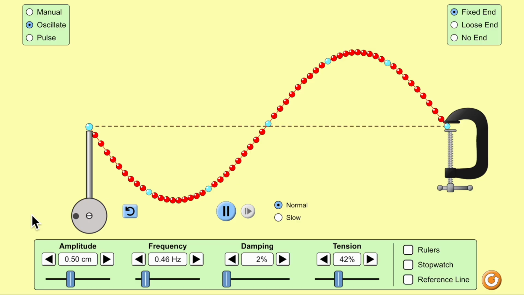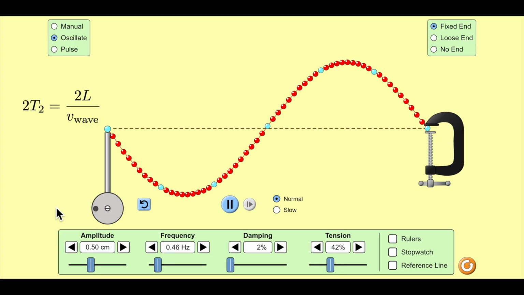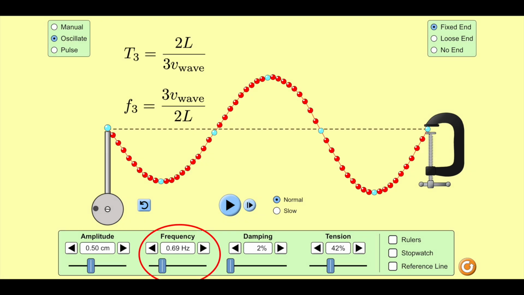Now, here we should understand that because the oscillator completed 2 periods in the time it took the wave to travel there and back, we can say that 2T2 is equal to the there and back travel time. Thus, the period of the second harmonic is half the period of the first harmonic, and the frequency of the second harmonic is double that of the first. And we can keep on going. The next harmonic occurs when the oscillator completes 3 full oscillations in the time it takes the wave to travel there and back. This means the frequency of the third harmonic is 3 times the frequency of the first harmonic. The frequency of the fourth harmonic would be 4 times, and so on and so forth.